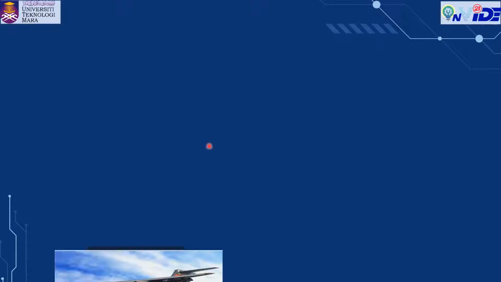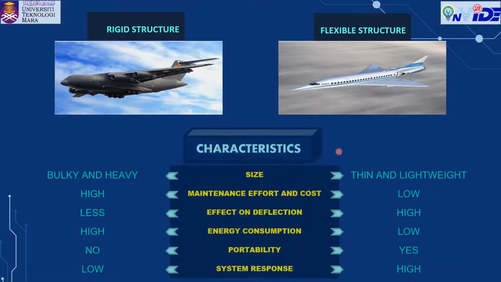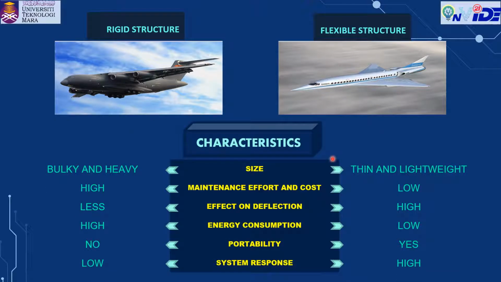Structures are categorized into two, which are rigid and flexible structures. They both differ in terms of their mechanical properties. For instance, the size of a rigid structure is bulky and heavy, meanwhile the flexible one is thin and lightweight, which consequently affects other properties like energy consumption and system response.